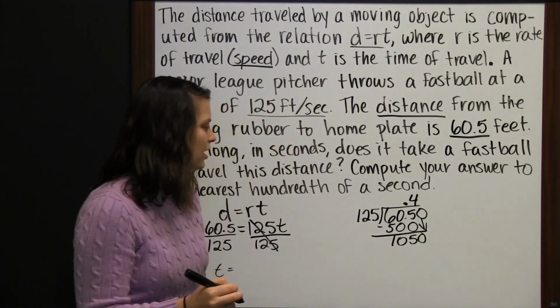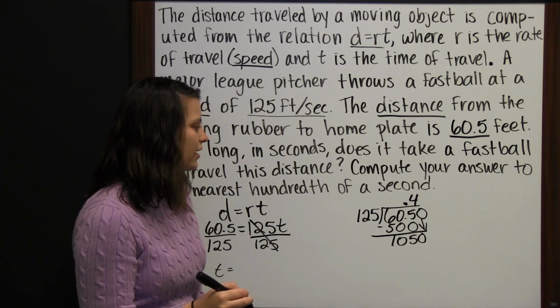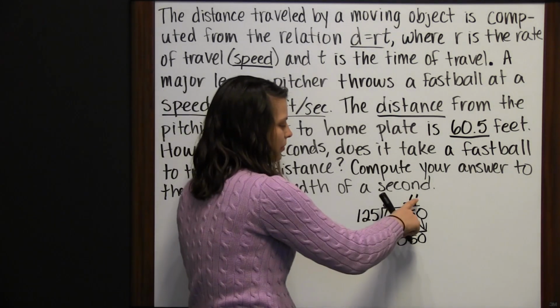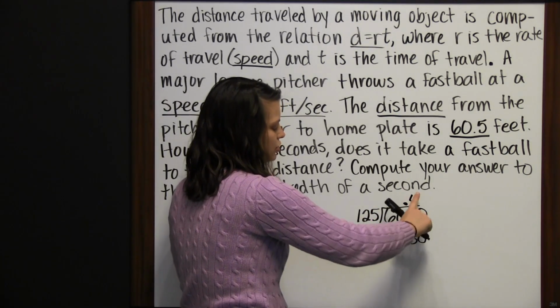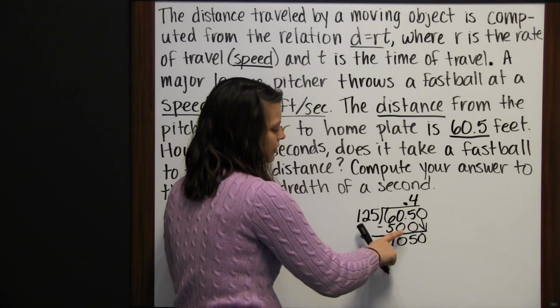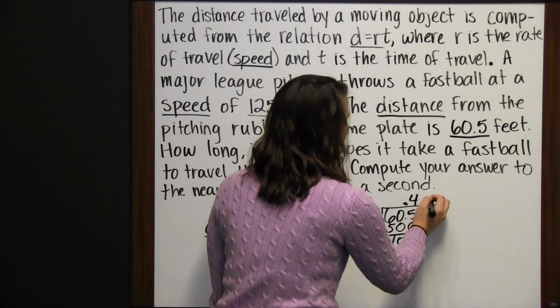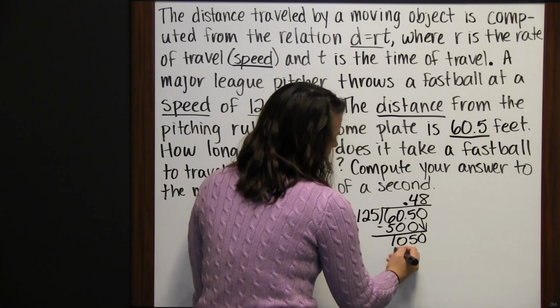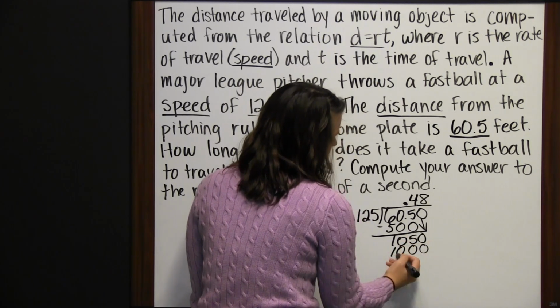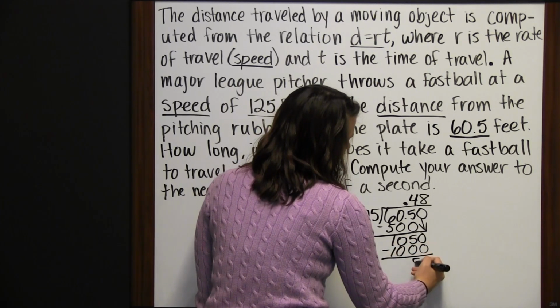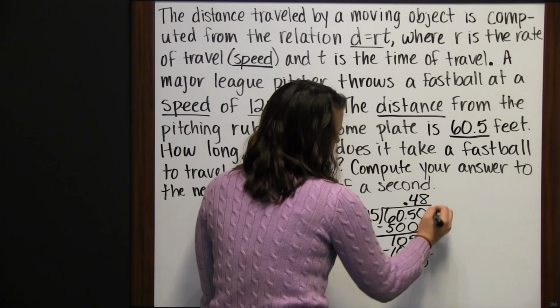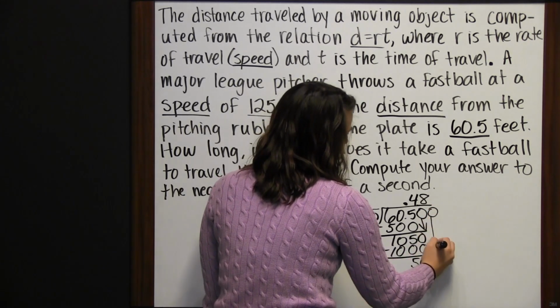We want to see how many times 125 goes into 1,050. Well, if you'll remember that 125 times 4 was 500, then it would go twice as many times as that, so 8 times. And that would give us 1,000. We subtract that and we get 50. Add another 0, bring it down.